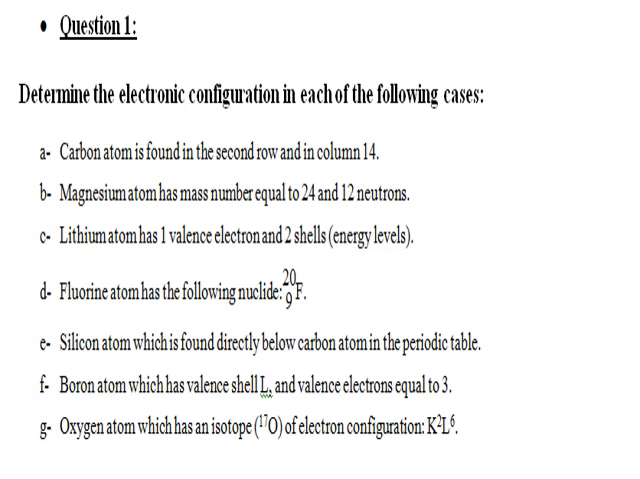Okay, let's start with our questions. Question number 1, determine the electron configuration of each of the following cases. Carbon atom is found in the second row and in column 14. The second row means that it has two energy shells, so it has K and L. In column 14, so it's group 4, it has 4 as the valence electrons. So we have here 4. In order to move to L, K should be full, so it's filled by 2. So it's K2, L4.